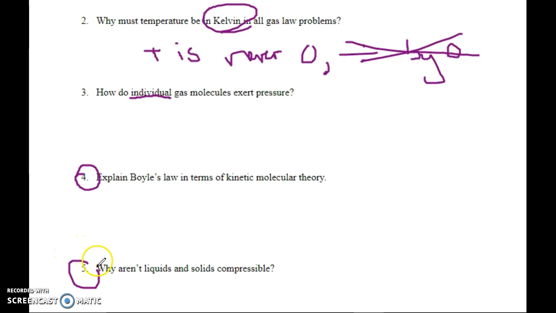For number 5, why are liquids and solids not very compressible? There's just not much space between the molecules, so there's no room to force them closer together, because of something called intermolecular forces, which we haven't gotten to yet. There's repulsion of the electron clouds of atoms when they're beside each other. So in the liquid and solid state, they're as close as they can get without that repulsion being a problem.